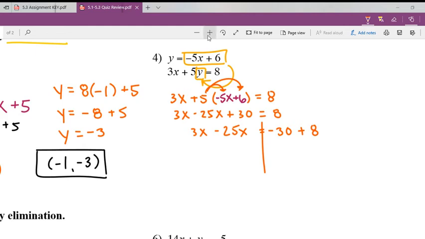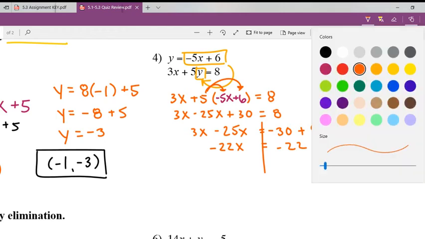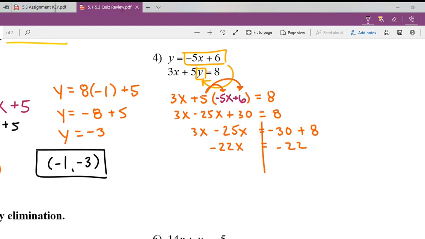Combine your like terms, break out that calculator if you need to. Do not try to do this in your head if you struggle with negatives. Remember, there is a calculator available on your computer. If you go to the search bar, just type in calculator, and that's really nice for some of those little calculations. So 3 minus 25 is going to give you -22x, and -30 plus 8 is also going to give you -22. If you end up with numbers that don't divide properly, that should be a big sign that you did something wrong. So now we're going to divide both sides by -22.